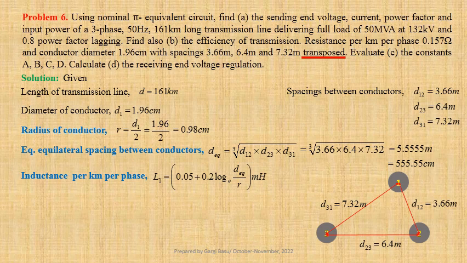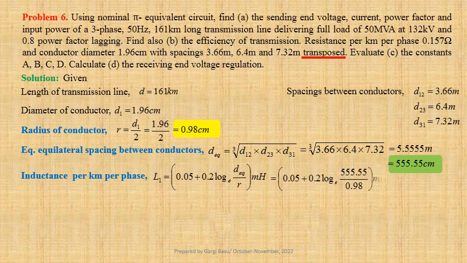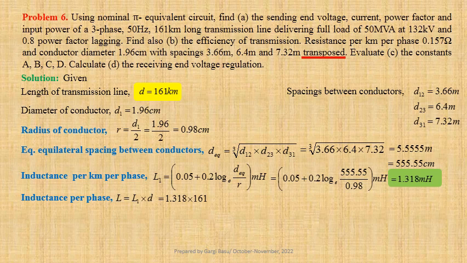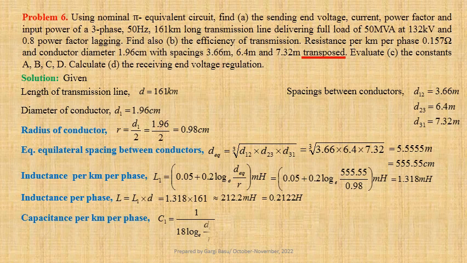Since the conductors are transposed, expression for inductance per kilometer per phase L1 equals 0.05 plus 0.2 into log of DQ upon r millihenry. Using values we get 0.05 plus 0.2 into log of 555.55 upon 0.98 millihenry. That gives us 1.318 millihenry. Let us now calculate inductance per phase. L equals L1 into D. Using values we get 1.318 into 161, which is approximately equal to 212.2 millihenry or 0.2122 Henry.